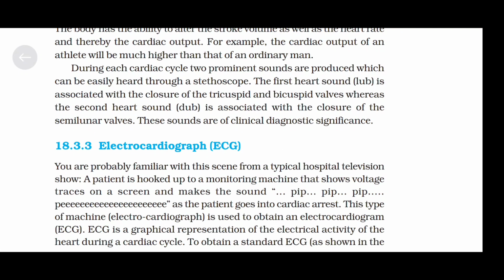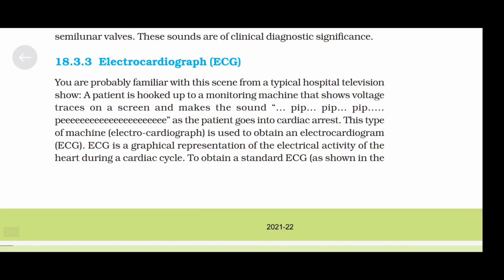Electrocardiograph, ECG. You are probably familiar with this scene from a typical hospital television show. A patient is hooked up to a monitoring machine that shows voltage traces on a screen and makes the sound pip, pip, pip, ping as the patient goes into cardiac arrest. This type of machine, an electrocardiograph, is used to obtain an electrocardiogram, ECG. ECG is a graphical representation of the electrical activity of the heart during a cardiac cycle.